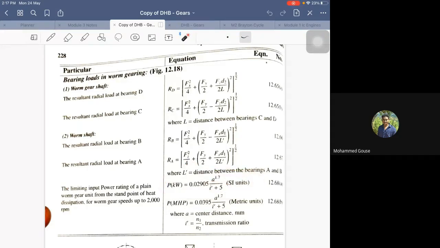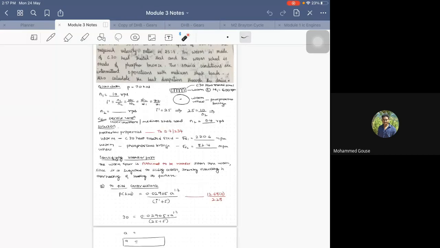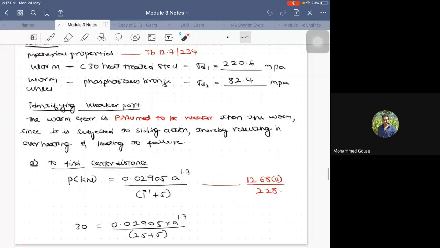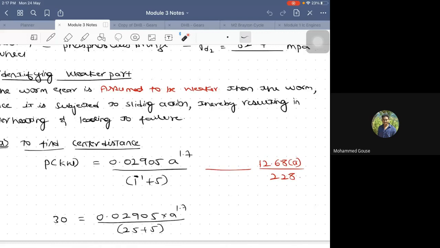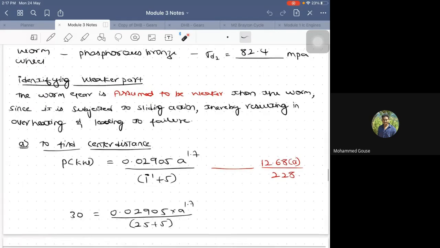Pick this particular equation number 12.68a on page number 228 to calculate your value of A. Pick that particular equation there, substitute the value of the power, which is 30 kilowatts, and the value of I dash, which is 25, and let me know the value of A.